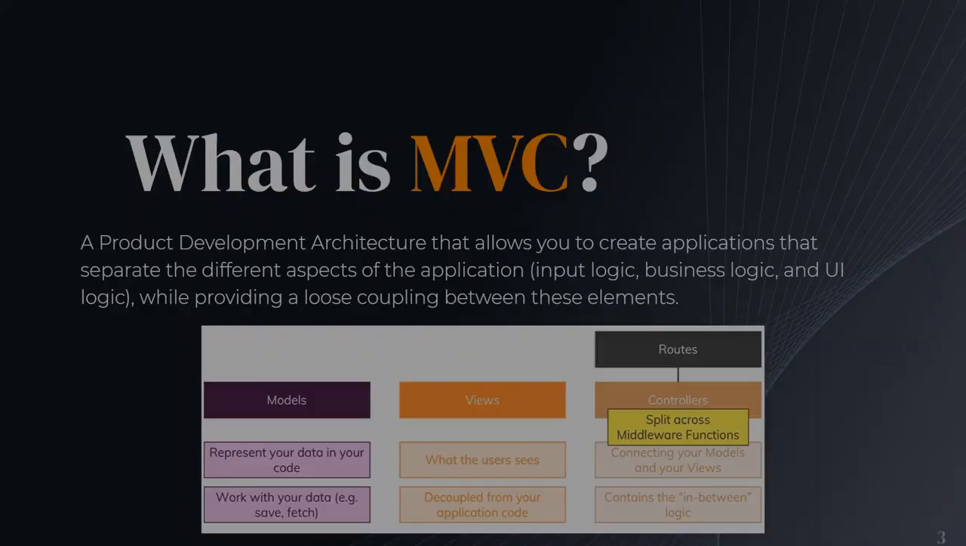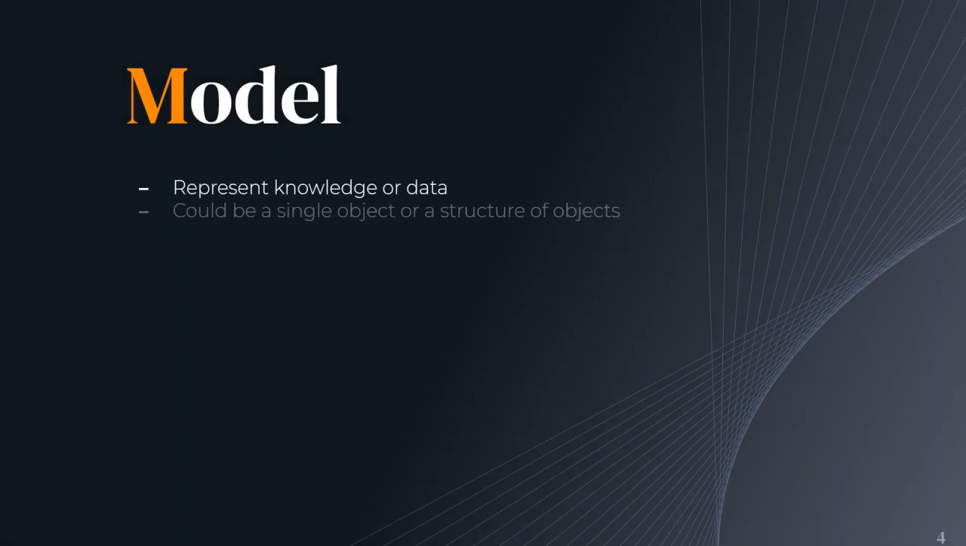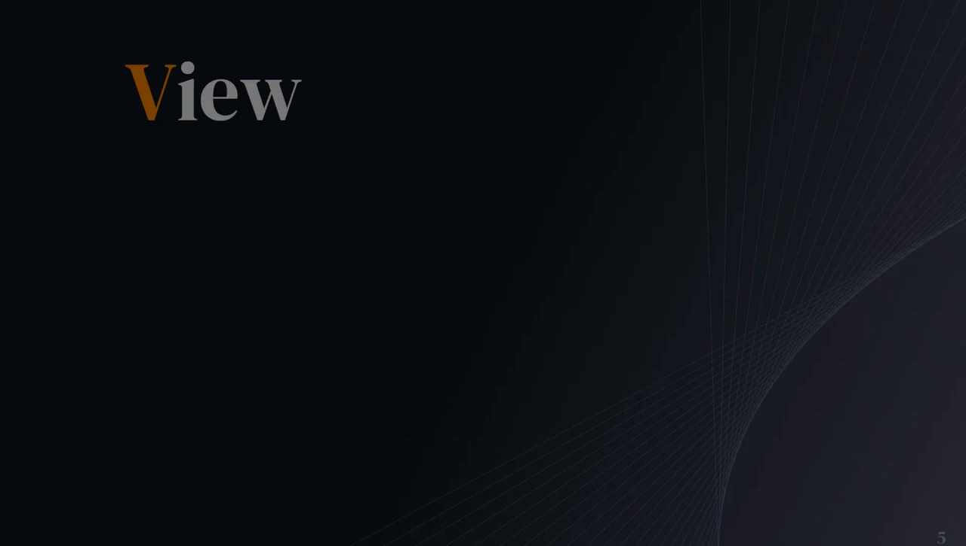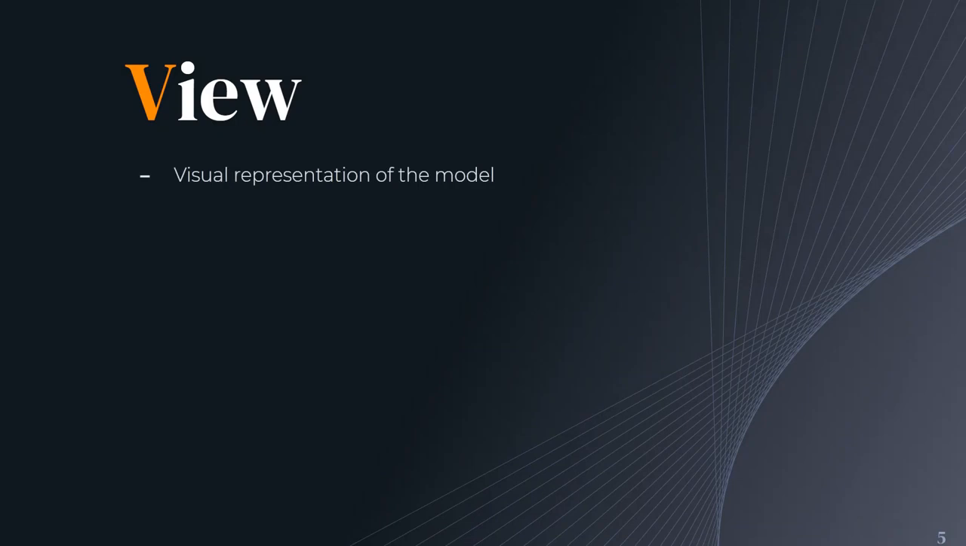So the model is a representation of knowledge or data. It could be a single object or a structure of objects. It should maintain a one-to-one relationship between the model and the represented world. The view is a visual representation of the model. It displays data based on user actions.